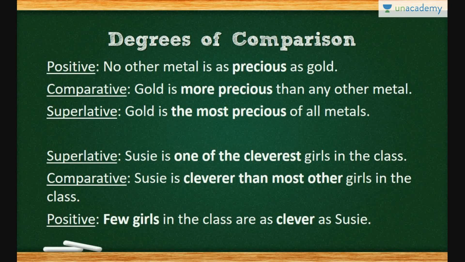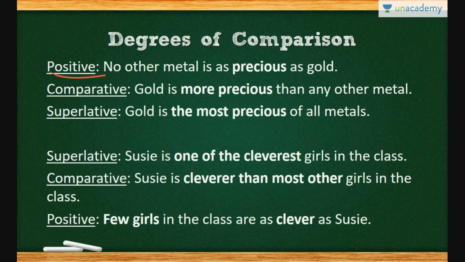So, before we get to the next rule, let's discuss the degrees of comparison in adjectives. There are 3 degrees of comparison in adjectives: positive, comparative, and superlative. Superlative is the highest degree. Now, when I say positive, comparative, and superlative, they won't make any sense to you unless I give you an example. So, good, better, best.